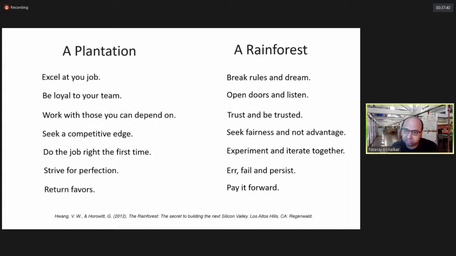They can open doors. They can trust first. They can seek fairness, experiment. They can err, fail, and persist, and pay it forward. So the key challenge to being a successful innovation organization is to develop a culture which is plantation in the rest of the organization and rainforest in a small portion.